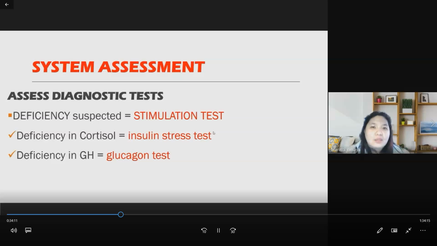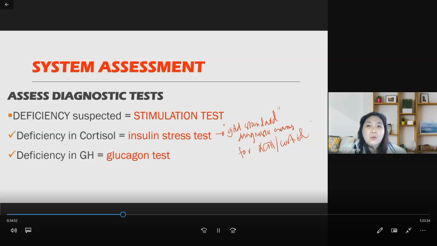Now, one of which is your insulin stress test. When you have problems with your cortisol secretions, you have your insulin stress test. It's very much the same with your OGTT, and it's actually one of the gold standard. Okay, let me write that one. It's a gold standard diagnostic examination for ACTH problems or your cortisol problems. So, it's similar to your OGTT, but instead of providing the client orange juice, which is 100 to 150 grams of sugar, what you give here is insulin.